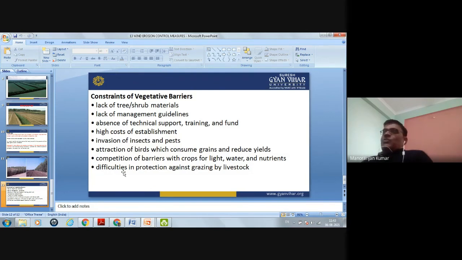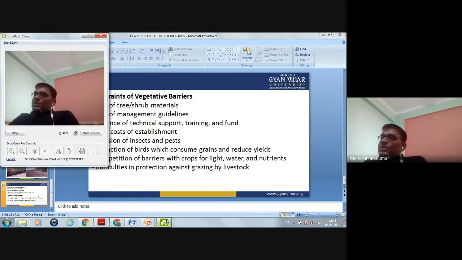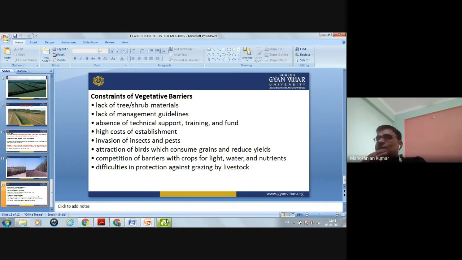Now, these are good things to control wind erosion, but there are some constraints of this vegetative barrier. What are those constraints? First is lack of tree or shrub material. Nowadays, every day trees are being cut, so obviously there will be a lack of tree or shrub materials. So from where will you take these materials for constructing the vegetative barriers? This is a limitation, a constraint of these vegetative barriers.